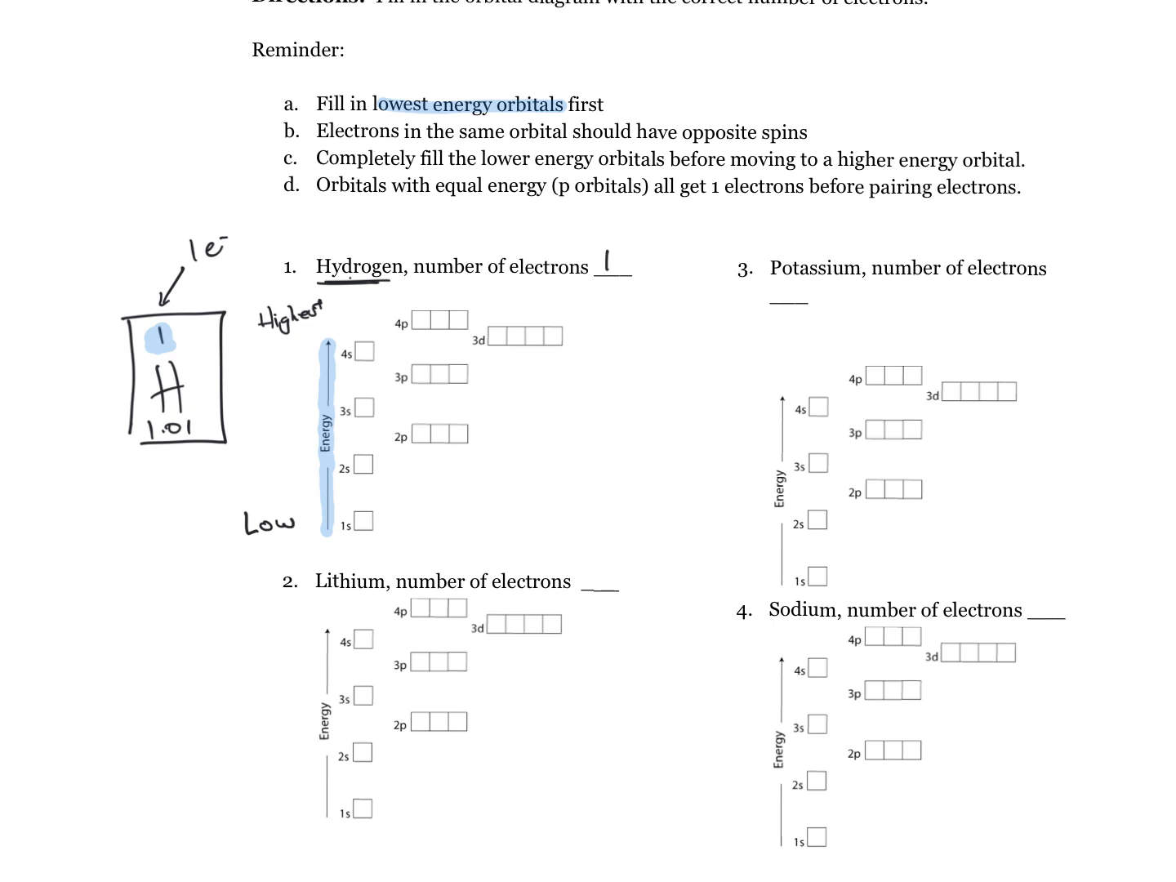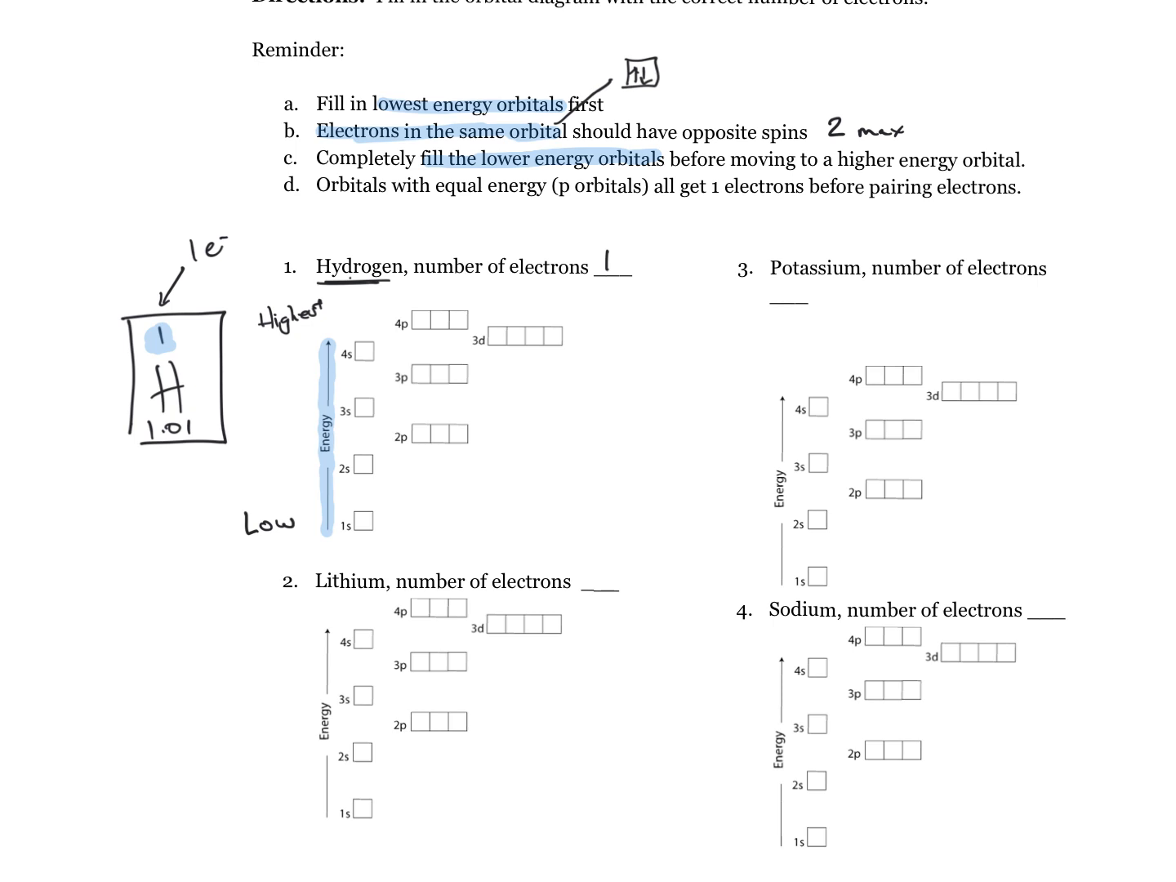Other rules. Electrons that are placed in the same orbital, remember from the other day, an orbital is a square. That's how we show orbitals. When we place electrons in that same orbital, they must have opposite spins, and we can only place 2 maximum in each orbital. So for example, if I was going to place 2 electrons in there, I'd put an up arrow and a down arrow. That would represent 2 electrons in that orbital. We also have to make sure we completely fill the lower energy orbitals before we move to the next highest energy orbital. They have to be completely filled.